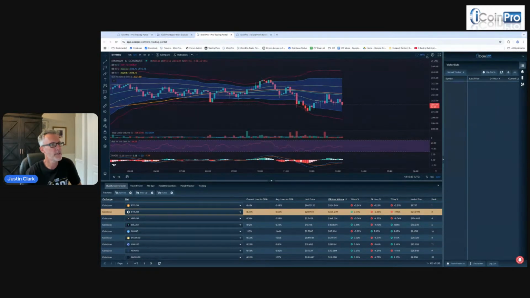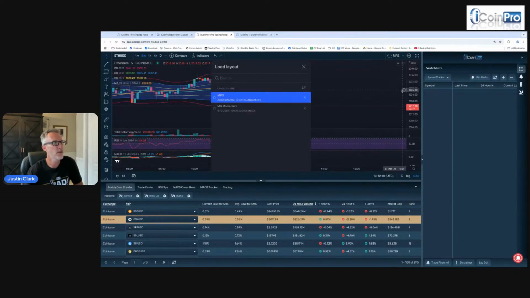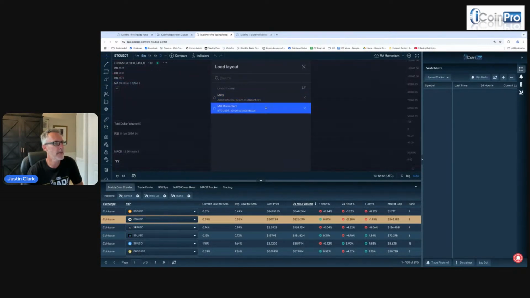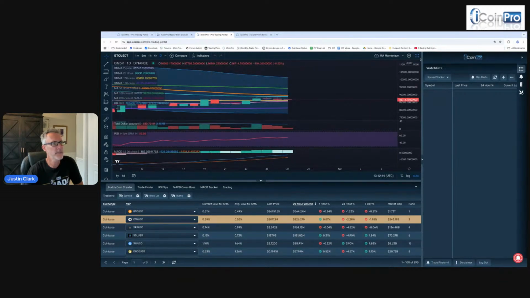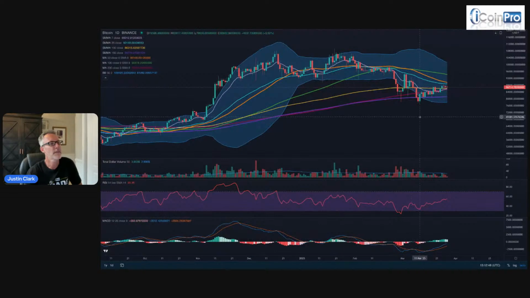Let me pull up the chart here. This is our software that we use. We created the software to trade our strategy. Go to load chart layout and click on MA Momentum, and that'll pull up the chart we want to look at. Now, for those who are new, we've got these green and red things. They're called candles. They show what's going on.